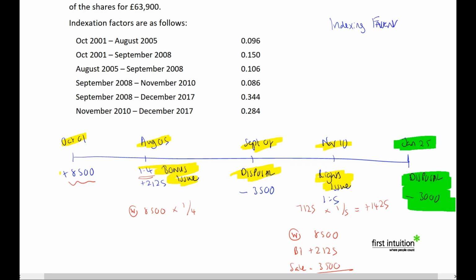An indexing event is anything that affects the cost column within the share pool. So we only index the share pool. A few little notes about this: it applies to the share pool only.